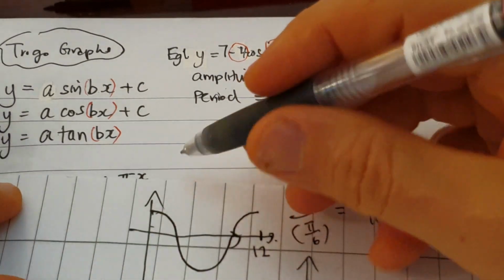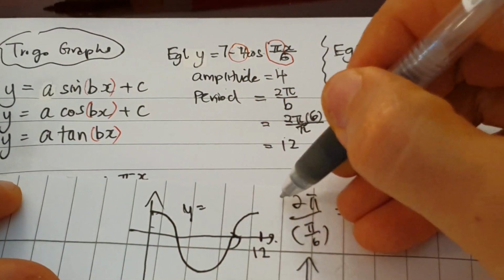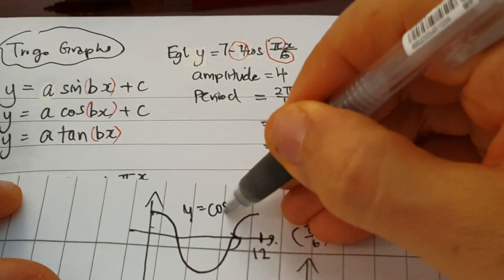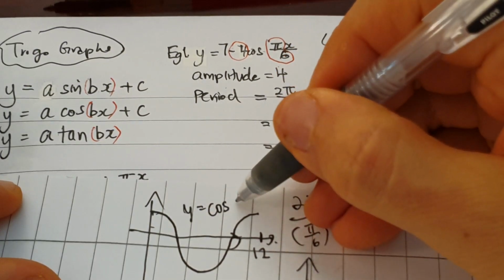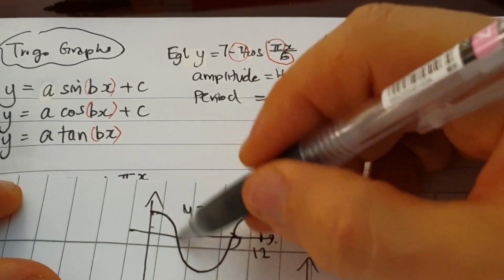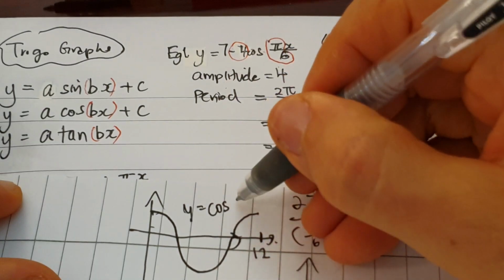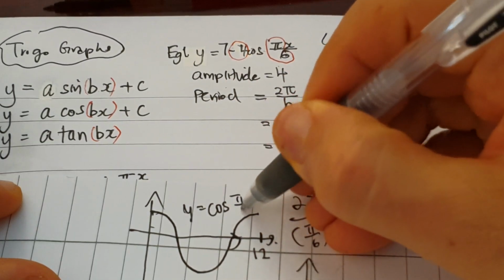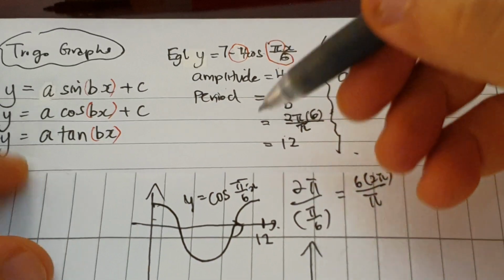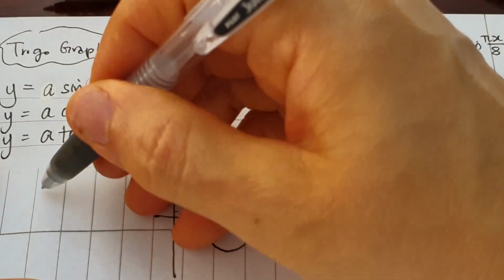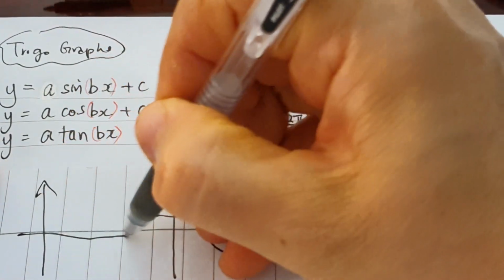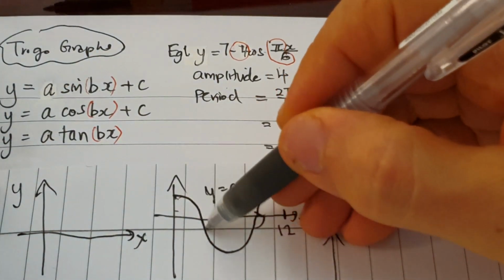Now how to remember that this is the cosine graph? Let me just show you here. Anyway, this is a cosine graph. It's not the minus cosine graph. I'm just writing here just to highlight to you how to differentiate between sine and cosine graph. Now, why is it that it's like that?